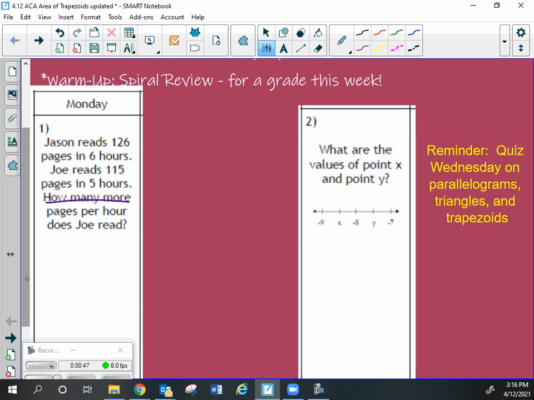I need to figure out how many pages per hour. So that actually tells me how to set it up. I don't want to figure out how much they are in 6 hours or 5 hours. I want to first figure out how much is in 1 hour. Very good. Pages per hour means I'm going to do pages per hour. That's how I would set it up. Okay, so looking at Jason first, I would put what over what?